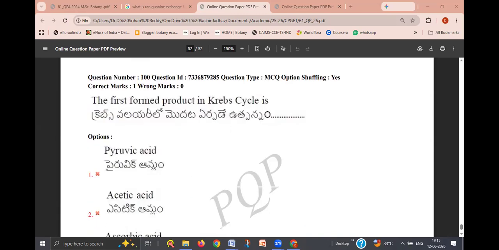And the next question: the first formed product in the Krebs cycle is. So what is the first product? We already discussed the first product in the C3 cycle, that is 3-PGA.